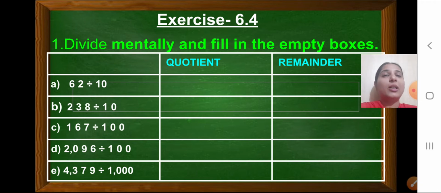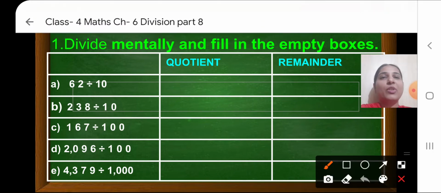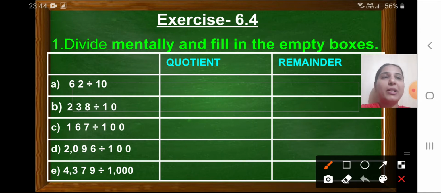So children, last class we discussed how to divide the number if the divisor is 10, 100 or 1000. So for question number A, that is 62 divided by 10, what will be the quotient and what will be the remainder? Just see in the divisor how many zeros are there. Only one zero is there. So what will be the remainder? That remainder will be the digit which is at the ones place of the dividend.